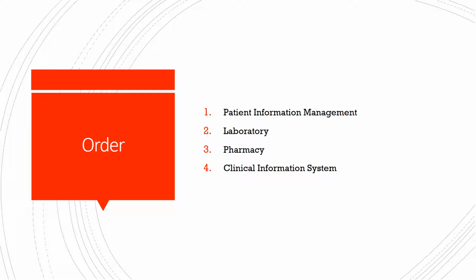So the last slide discussed the criteria. Now we're going to go ahead and put it into order. So we have patient information management first. Second, we're going to have a laboratory. Third, we're going to have a pharmacy. And fourth, we're going to have clinical information system.